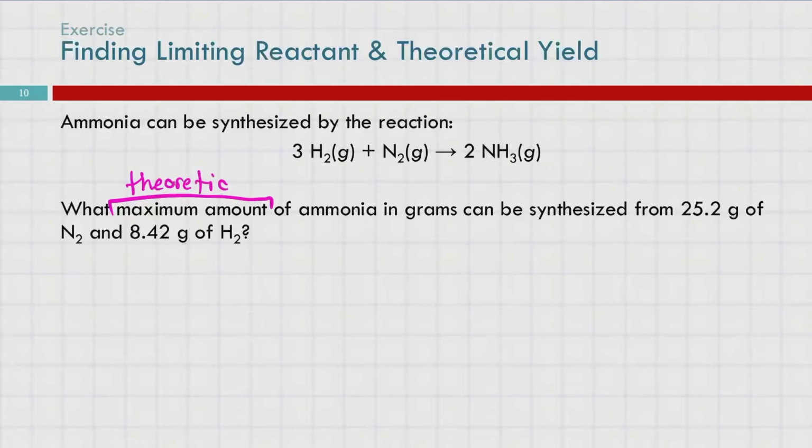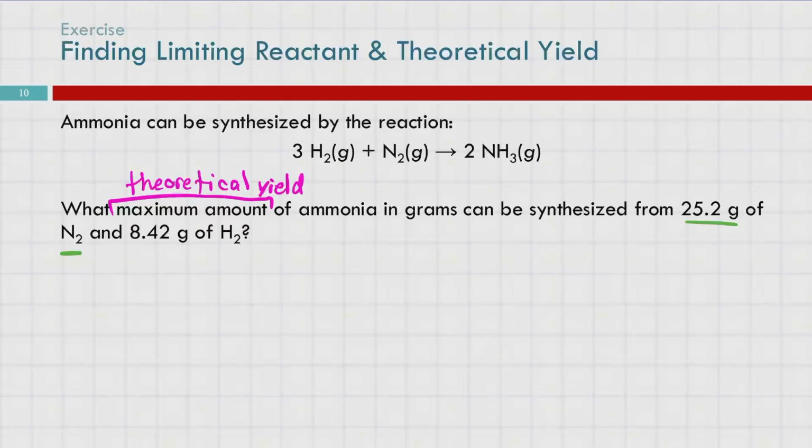A common mix-up that I see students make here is we do our limiting reactant theoretical yield calculations, we get two numbers, and they pick the bigger one. And that's wrong because we use up the other one before we can get to that bigger amount. So what we're looking for here is theoretical yield. That's the maximum amount that we can make.